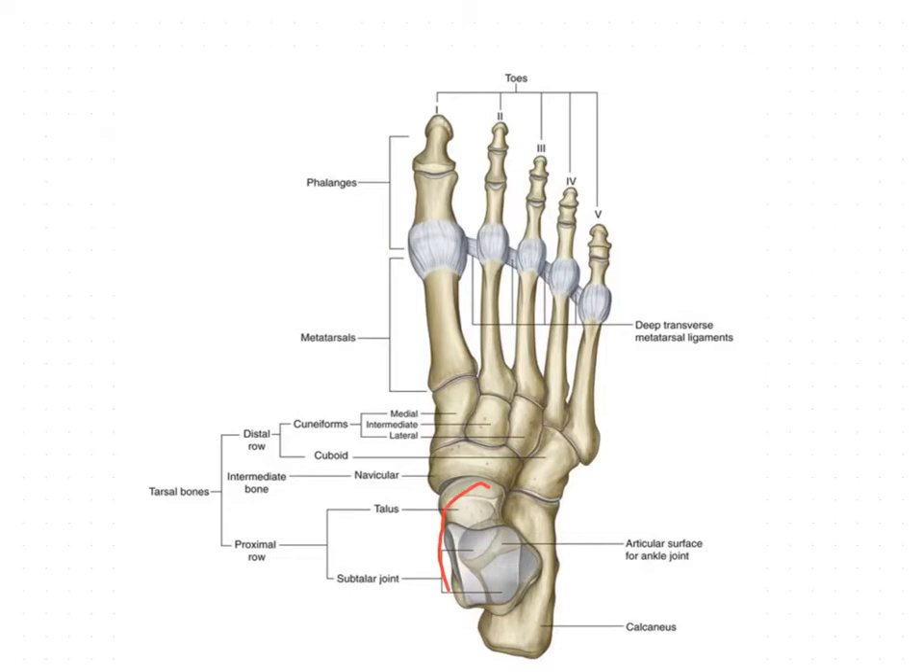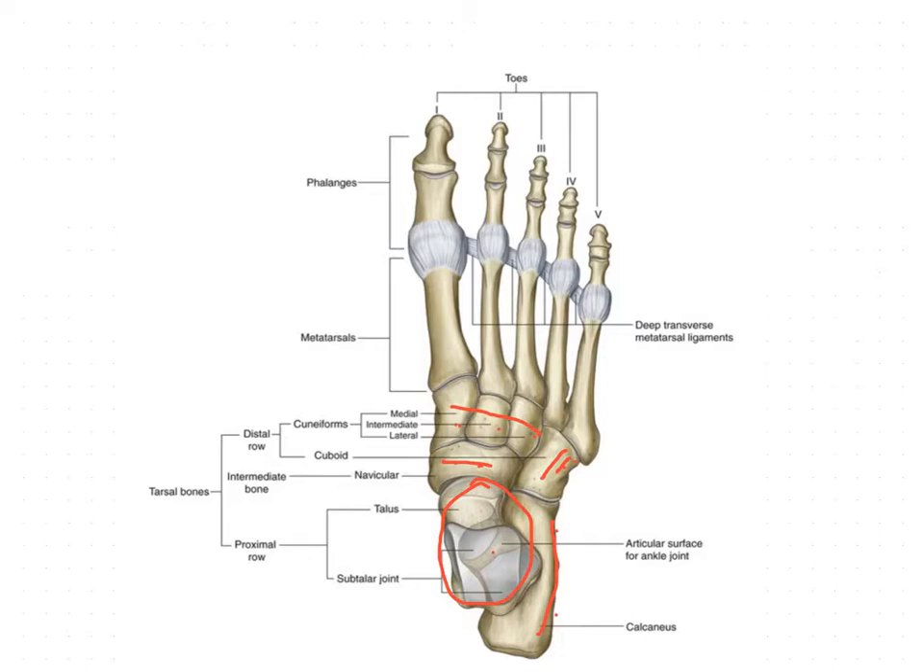This one is the talus, and this one is the calcaneum. Next comes the navicular, and this one is the cuboid. Because of their shapes, they are called navicular and cuboid. Then the cuneiforms: there are 3 cuneiforms, medial cuneiform, intermediate cuneiform, and lateral cuneiform. So totally 1, 2, 3, 4, 5, 6 and 7 tarsal bones are present in each foot.